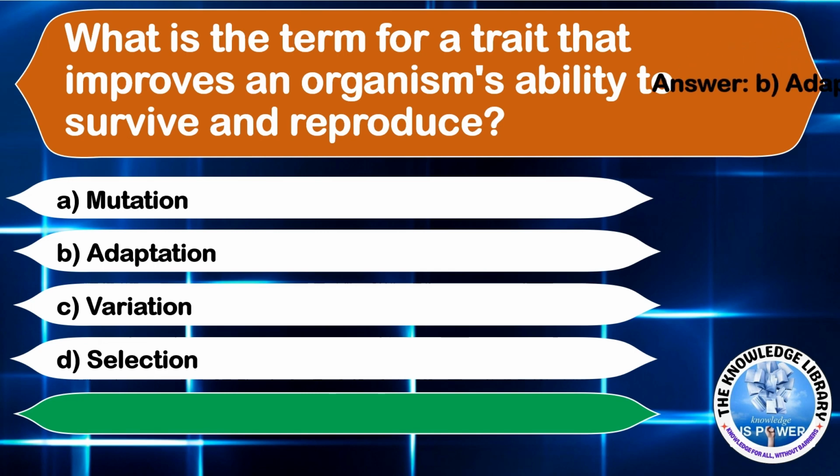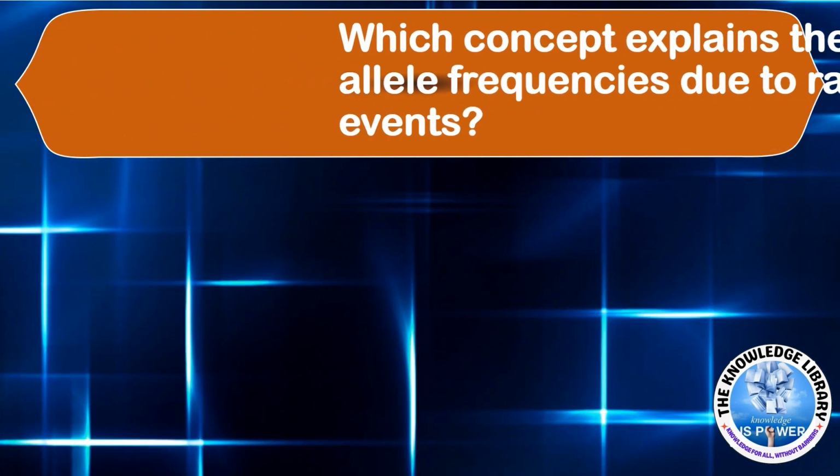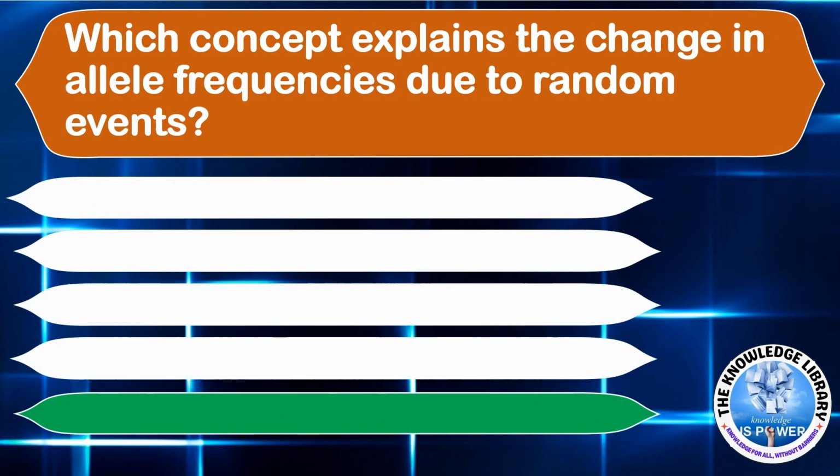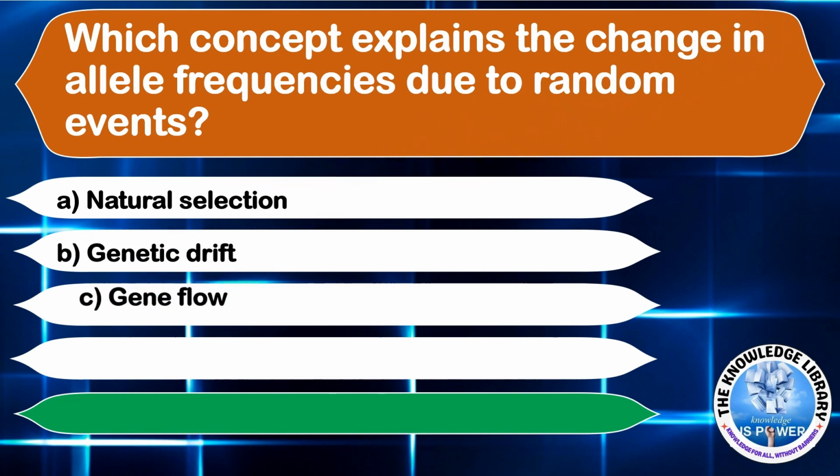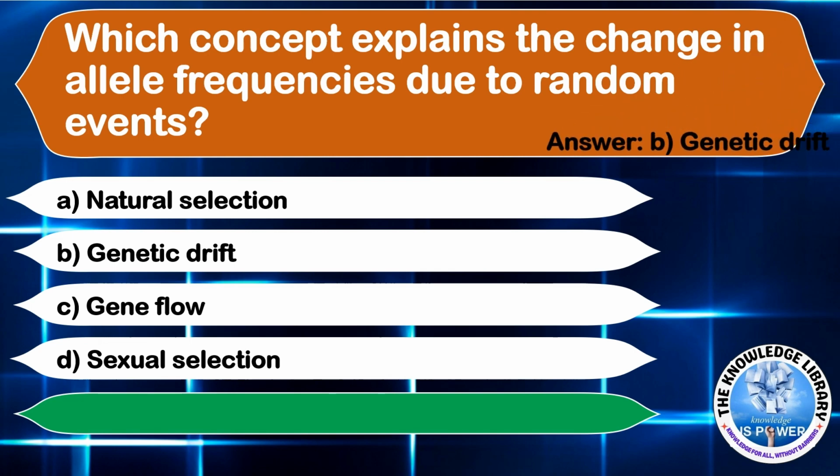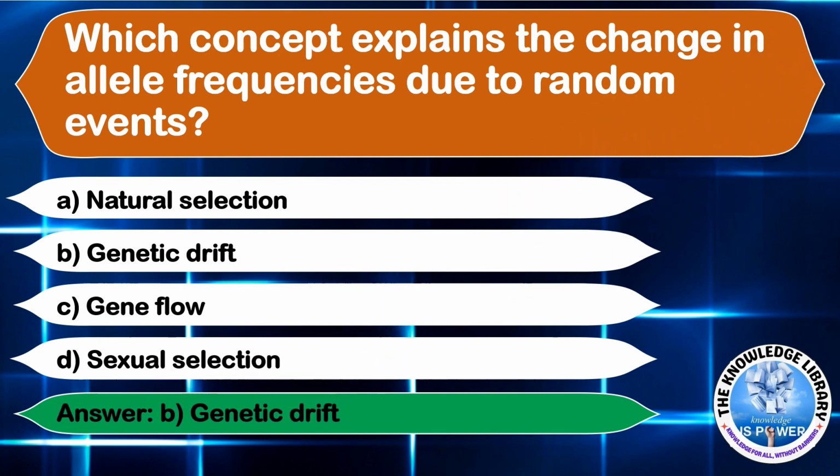Option D, selection. Answer is option B, adaptation. The next question is, which concept explains the change in allele frequencies due to random events? Option A, natural selection. Option B, genetic drift. Option C, gene flow. Option D, sexual selection. Answer is option B, genetic drift.